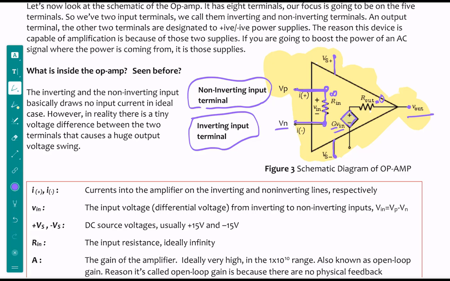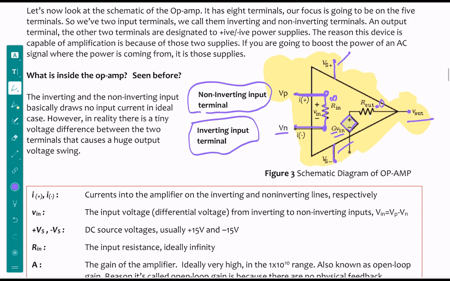Amplifiers usually have two power supplies. The reason this device is capable of amplifying a circuit is because of where the power is coming from. That power is actually coming from these power supplies. Also, remember one thing: your output voltage depends on these power supplies and their ratings. So if these are +9 and -9 right here, your output voltage cannot be above 9 volts. It's going to be within this range, +9 and -9. So keep that in mind.